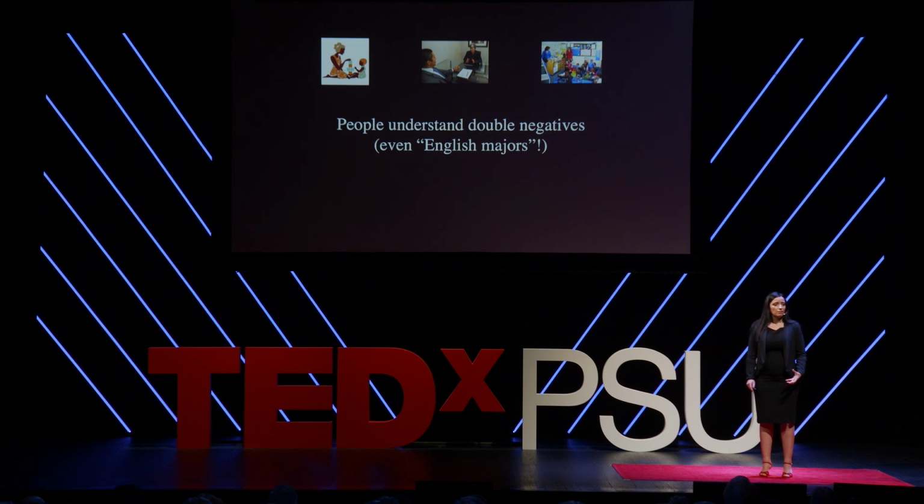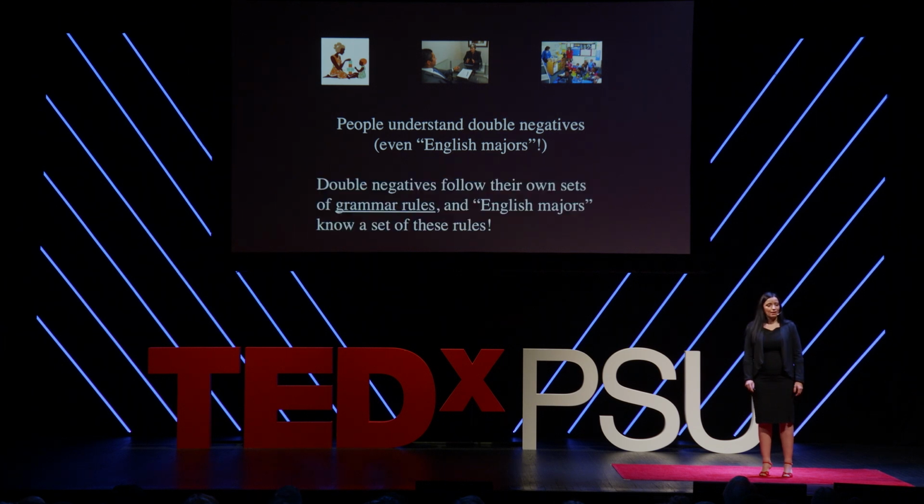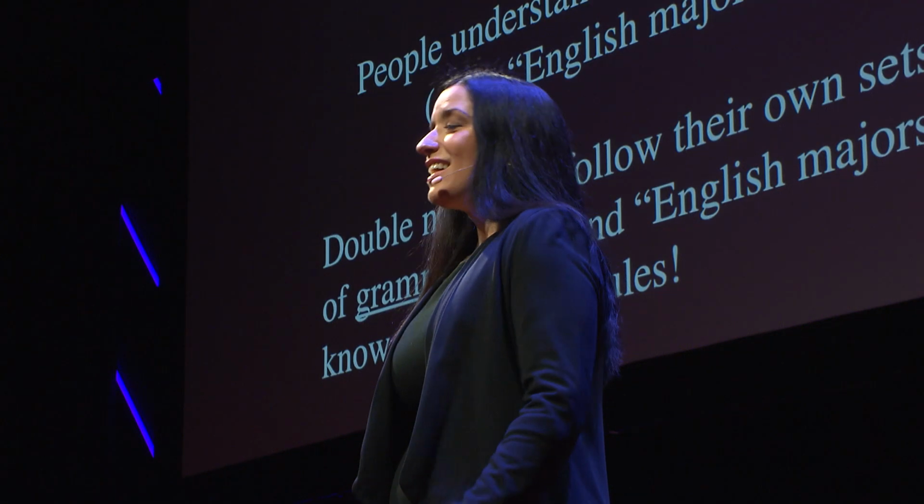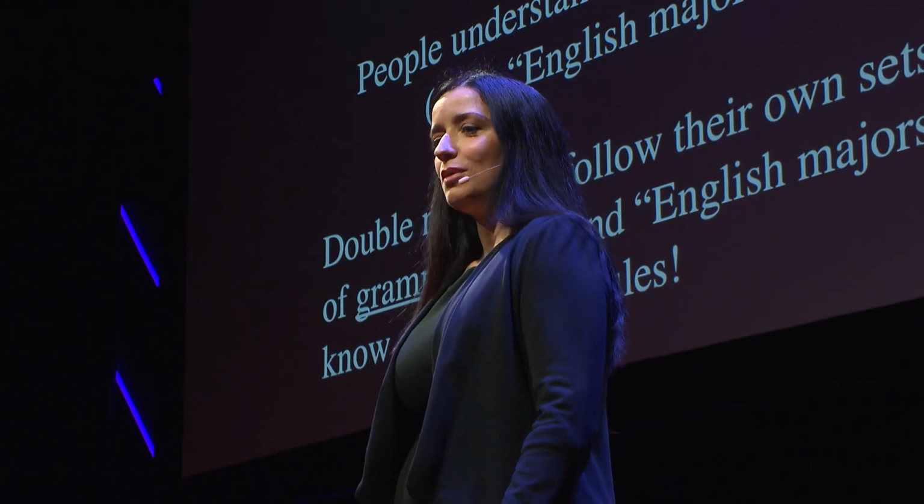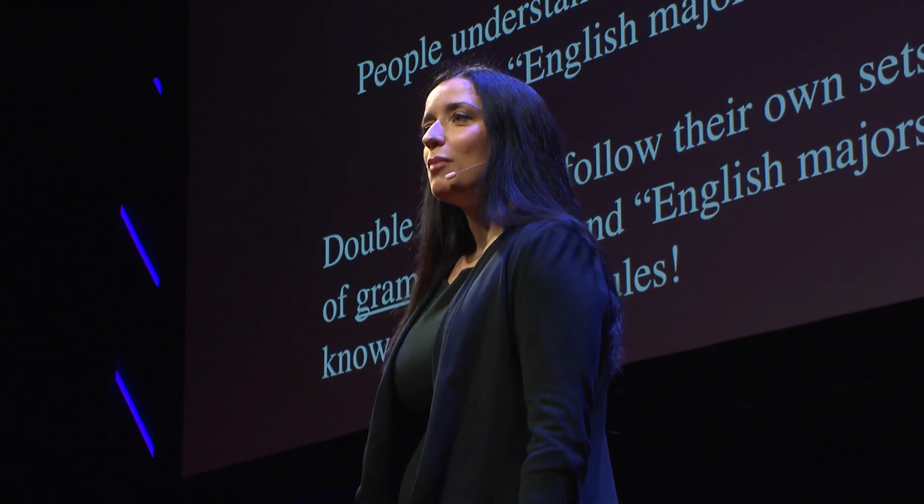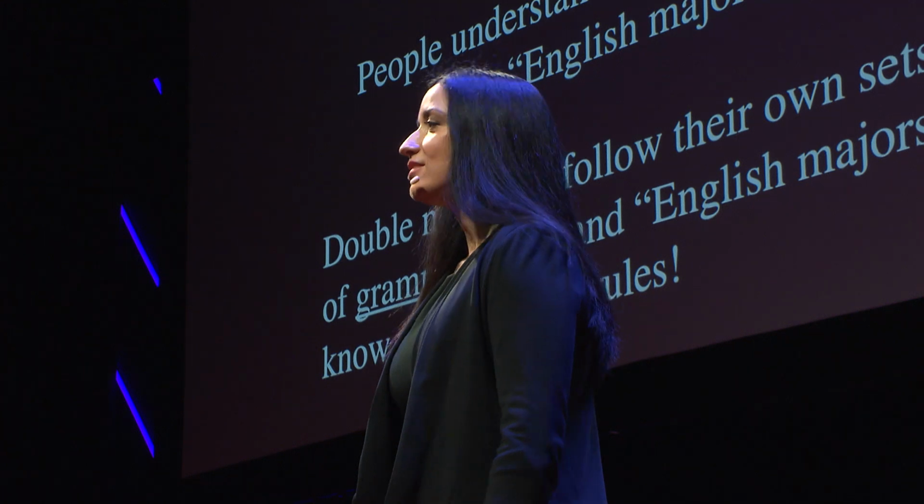So in my research, I've done a lot of work on double negatives, I've thought a lot about this question, and what I've found is that actually people really do understand double negatives, even English majors. And by English majors, I mean people who don't use double negatives and people who say they're bad grammar. Not only that, but my research has also shown that double negatives, like any dialect feature, follow certain sets of rules depending on your dialect. And English majors, or people who don't use double negatives, actually know a set of grammar rules for double negatives.